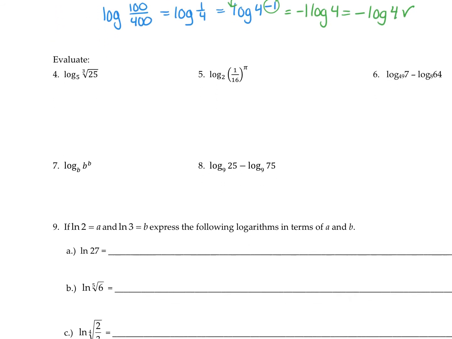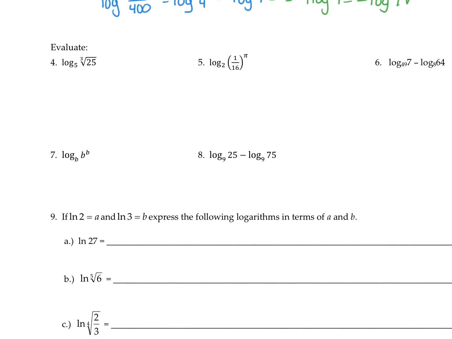All right, let's do some evaluating using our rules. So again, my base is 5, so 5 to some power is going to equal the cubed root of 25. Well, 25 is the same as 5 squared, so this would end up being 5 to the 2/3, because again, the cubed root of x would be the same as x to the 1/3. So that means in this case, my answer would be 2/3.